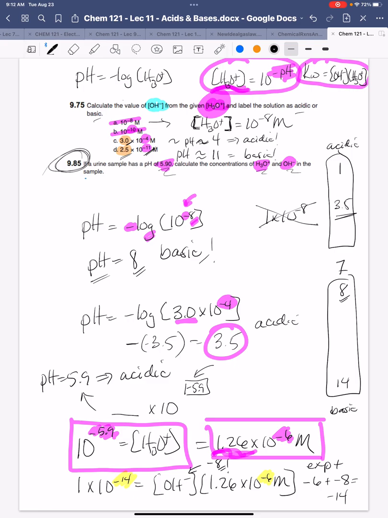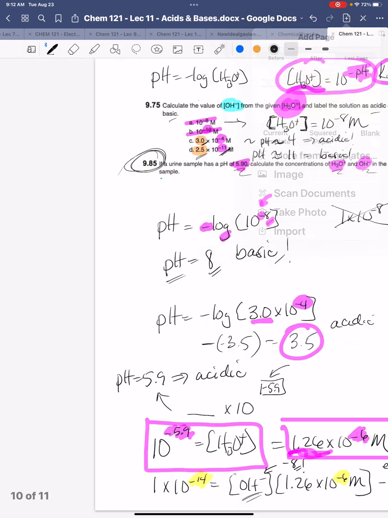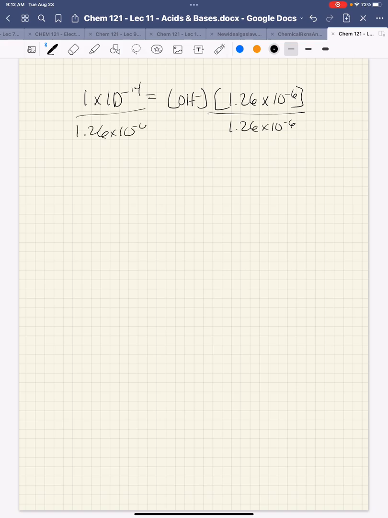Now here's the hard part. Again, I'm going to embarrass myself on the calculator. What we want to do is solve this equation for x. So 1 times 10 to the negative 14th is equal to the OH minus concentration times 1.26 times 10 to the negative 6th. We have to do the algebra. We have to divide both sides by this to get to this.